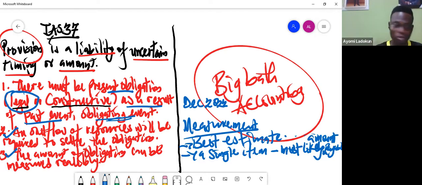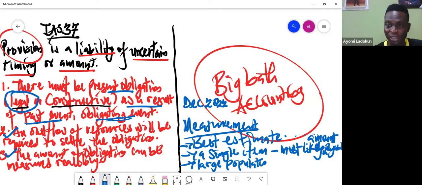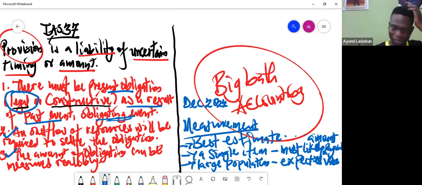That's for a single case or for a single item. But for a large population of items, for example, warranty provisioning, what do you do? For a large population of items, you look at the expected value, okay? I'm going to demonstrate all of this for you when we get to solving questions.